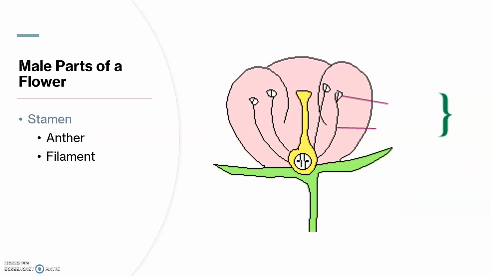The male part of the flower is called the stamen. The stamen consists of the anther and the filament. The stamen typically surround the pistil. At the top of the stamen, you will find the anther, which produces pollen. The anther is held up by the filament.